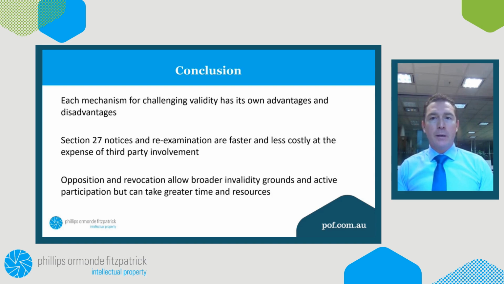So, as discussed, the Australian patent system includes a range of different mechanisms for challenging the validity of patent rights, and each of those mechanisms has its own advantages and disadvantages. Section 27 notices and re-examination are typically faster and less costly options, but that comes at the expense of a lack of involvement in the process. Opposition and revocation proceedings allow the pursuit of a wide range of invalidity grounds, and they also allow active participation by a challenger, but they can take a greater time to resolve and will often involve greater resources to pursue. The right mechanism for a third-party challenge therefore requires careful consideration of both the legal basis for the challenge as well as the broader commercial context for making such a challenge.